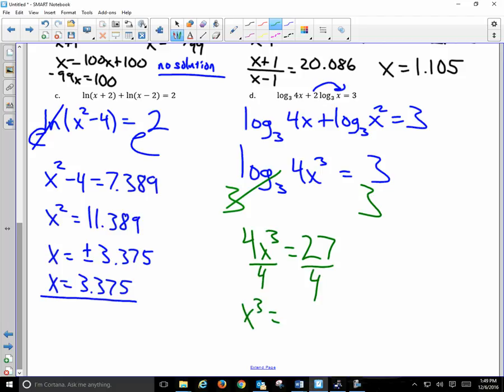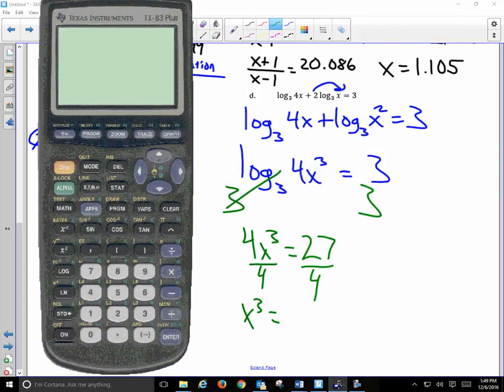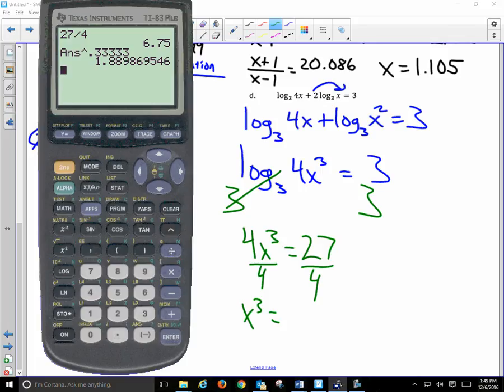Take the cube root of 27 over 4. 27 divided by 4, and I'm going to raise that to the 0.33 power. 1.889 or 1.890. Good work. Again, I apologize.